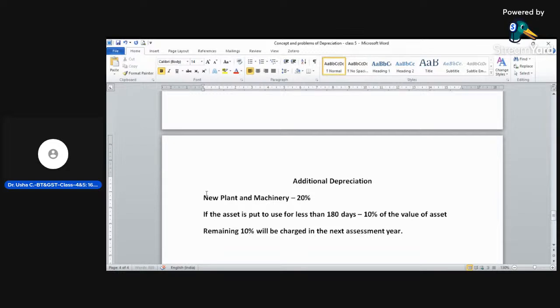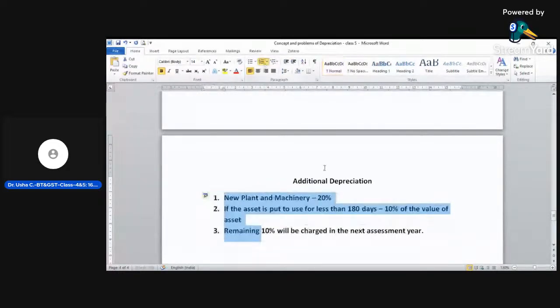Okay, so I would have done a problem based on this if I could get the time. So let me check whether I am able to do it in the offline classes.